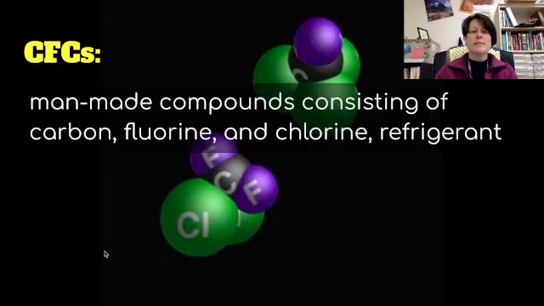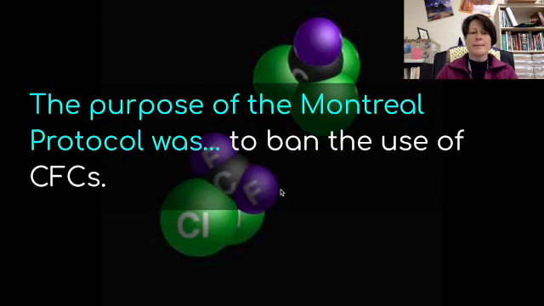Now, CFCs are man-made compounds consisting of carbon, fluorine, and chlorine. They're commonly used as refrigerants, or used to be used as refrigerants, I could say. And here are some models of what CFCs look like: carbon with chlorine attached and fluorine. The purpose of the Montreal Protocol was to ban the use of CFCs.